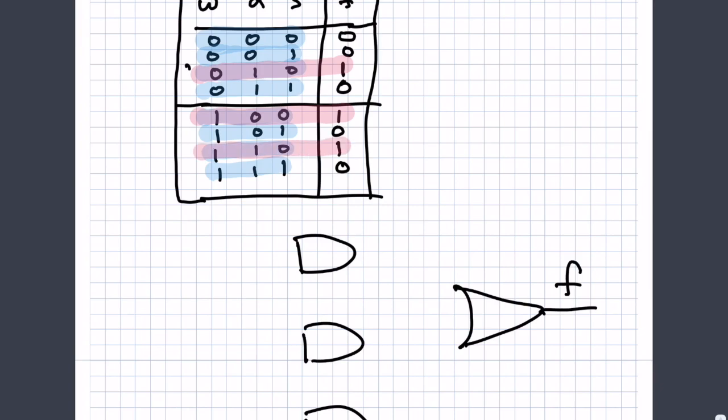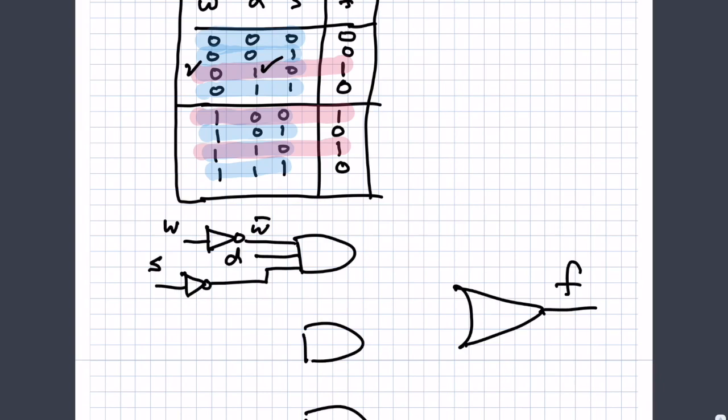So taking the first highlighted row, I would need W bar. So I'd take W and invert it to get W bar. I need D, because D is equal to 1. So take care of that. And then I need S equals 0. So let's make an inverter. Actually, we don't need to form... Yeah, we do. That's right. So here's S.